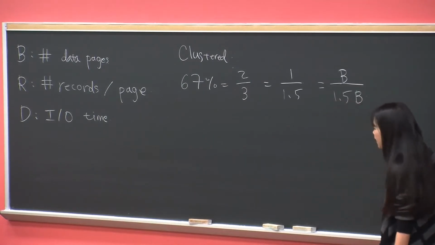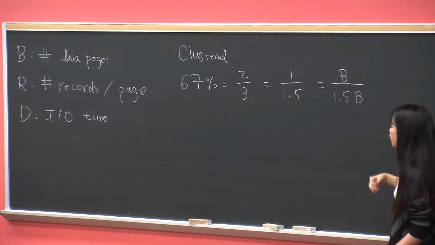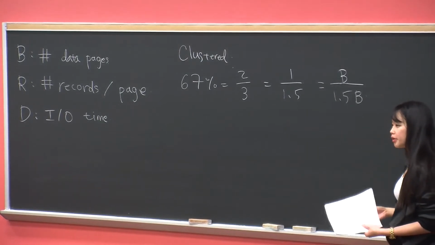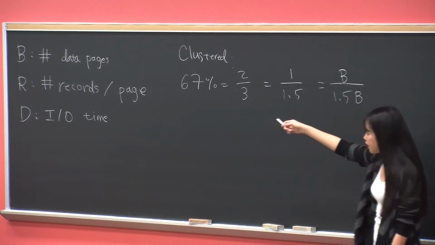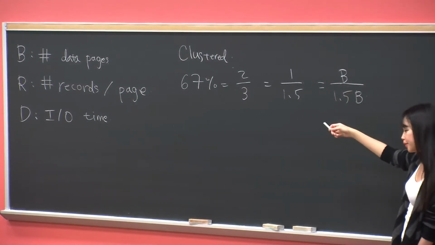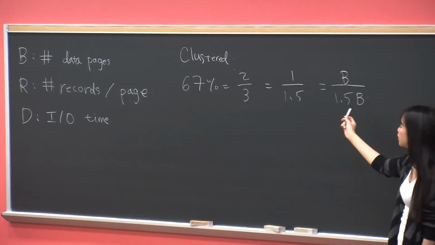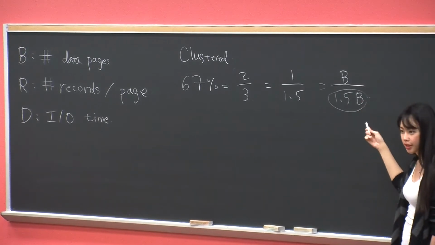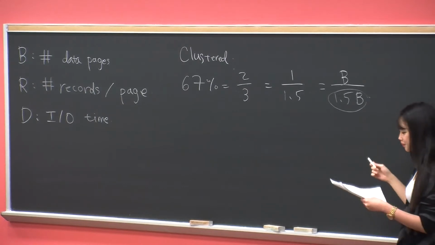right? The reason being, we are talking about the occupancy here. Occupancy is saying, out of all of the total physical data pages we have, how many pages actually have data stored in them? So right here we say we have B data pages with data in them. So if the occupancy is 67%, then we in total actually have 1.5B data pages. Okay?